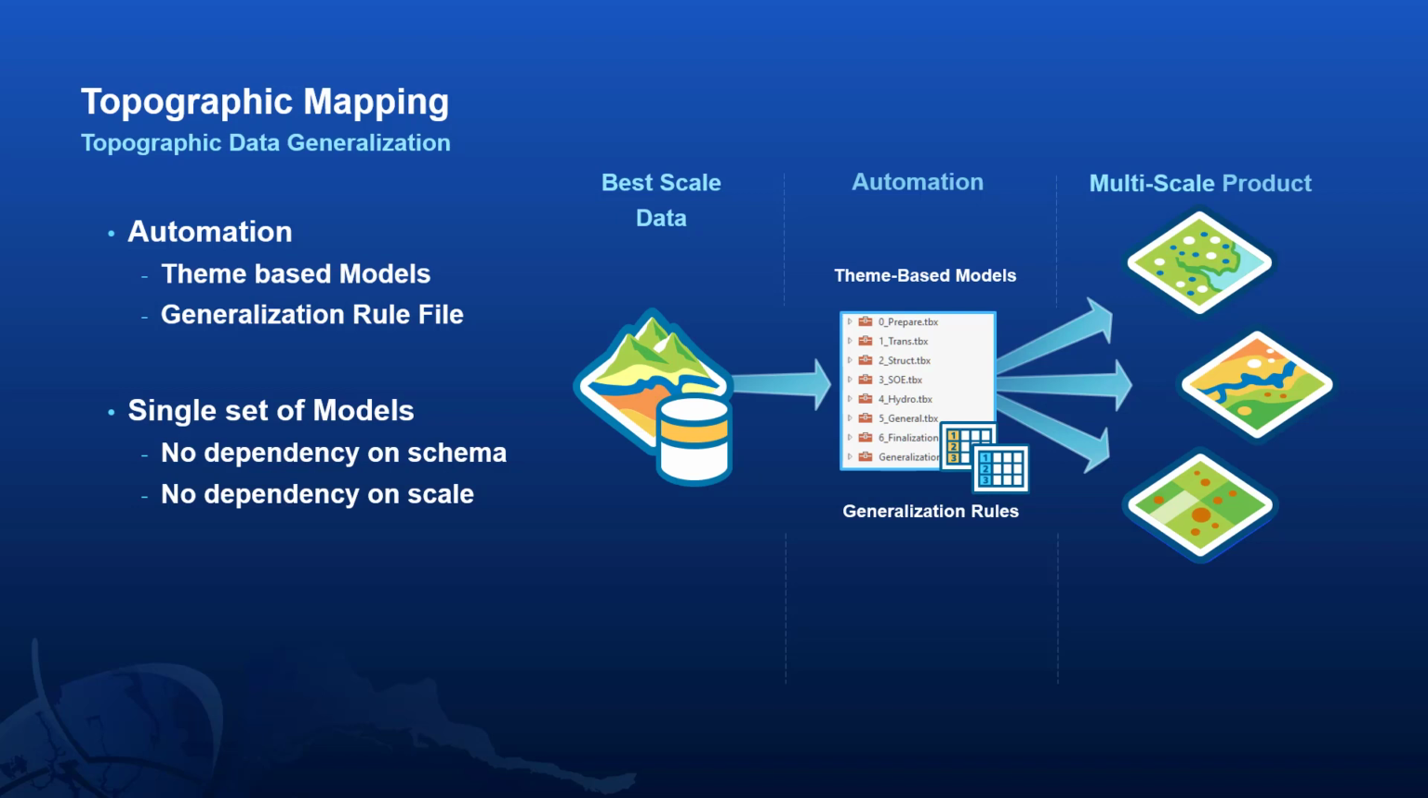So unlike our models in ArcMap, where we had to have one set of models per schema and scale, in ArcGIS Pro, we have one set of models. This single set of models has no dependency on schema or scale. Schema and scale are controlled through the generalization rule files. We do deliver rule files for the products we support in the product file installer for both production and defense mapping.